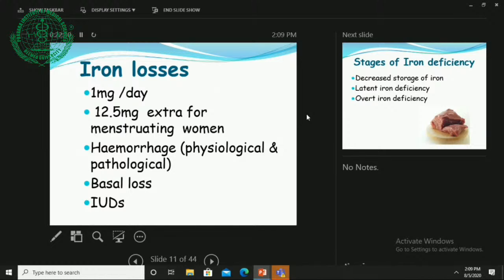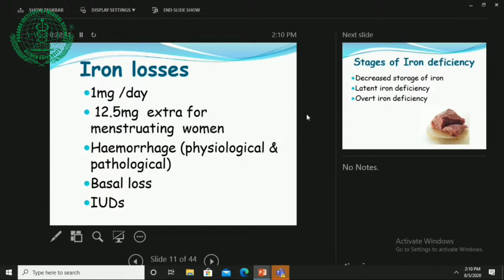Then hemorrhage is responsible for loss of iron. Hemorrhage can be of two types, physiological or pathological. Hemorrhage because of childbirth and menses is the example of physiological blood loss, while pathological blood loss can be because of peptic ulcers, hemorrhoids, malaria, or hookworm infestation. So these are the pathological causes of hemorrhage.